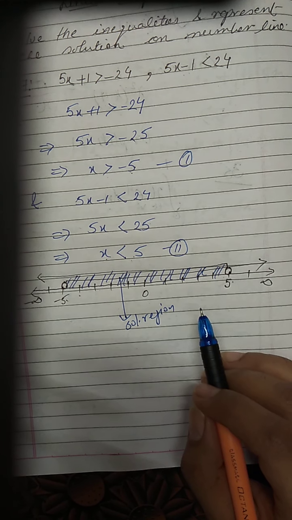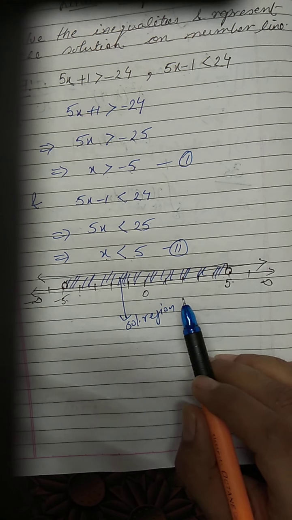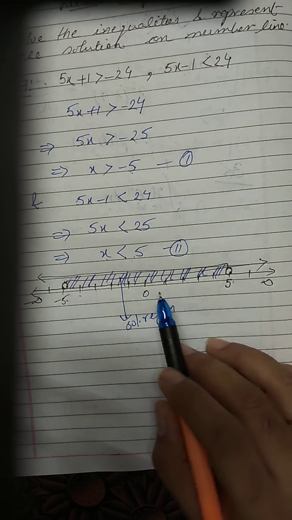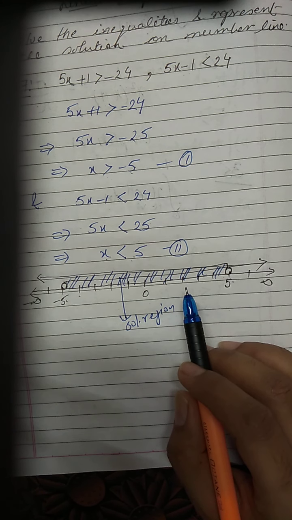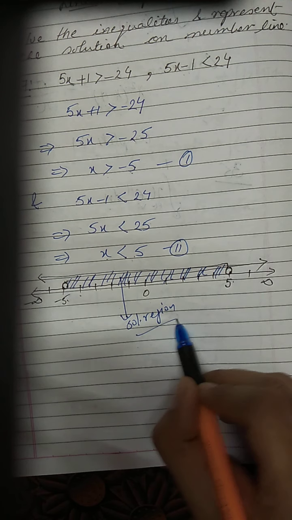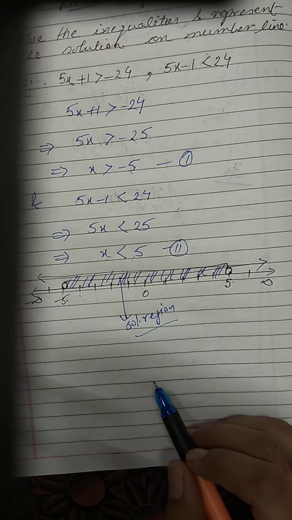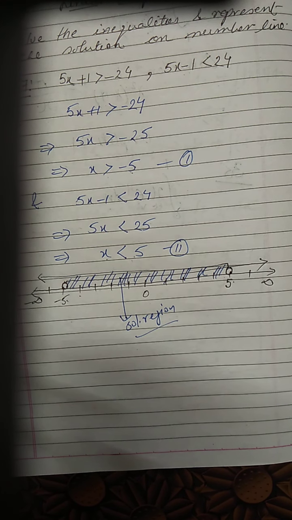You can use a lead pencil to draw the number line and the arrows for both the inequalities, and the common region you can shade with a pen just to distinguish it. So this will be our solution region. That's it. This is sum number 7. Sum numbers 8, 9, and 10, the remaining three sums, we will do the same way.